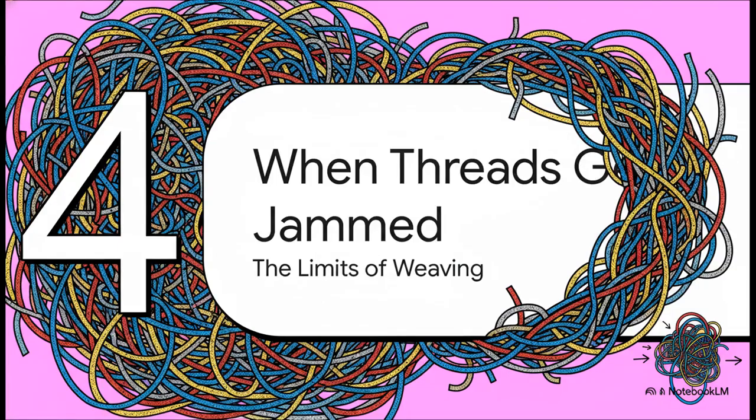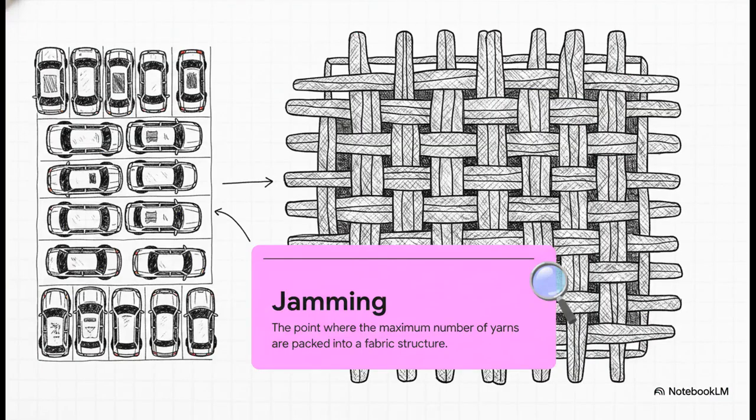So, what happens when you push all this geometry to its absolute physical limit? I mean, what if you try to pack as many threads as you possibly can into a piece of fabric? Well, you get a condition called jamming. Jamming is pretty much exactly what it sounds like. It's the point of maximum density. The best way to think about it is like a parking lot that is so jam-packed full that you couldn't possibly squeeze in one more car.